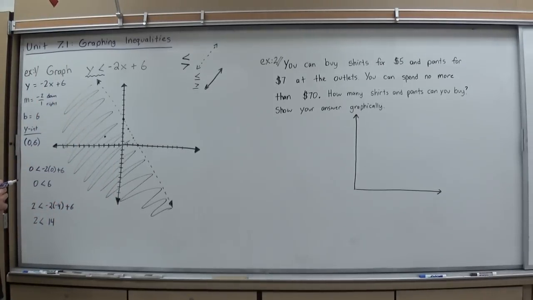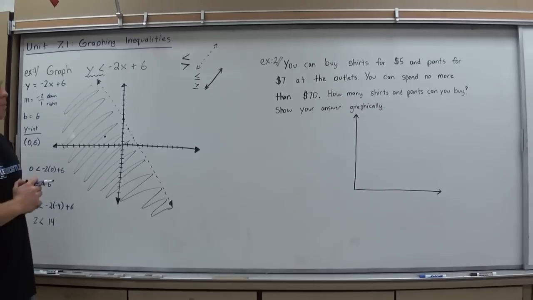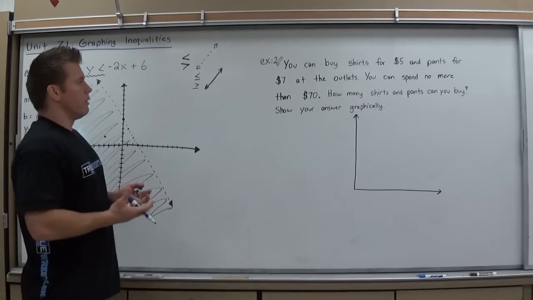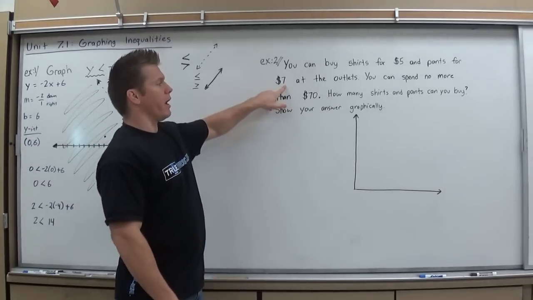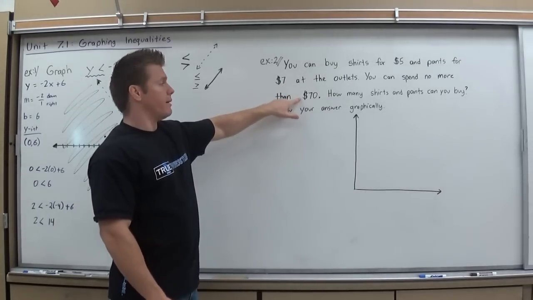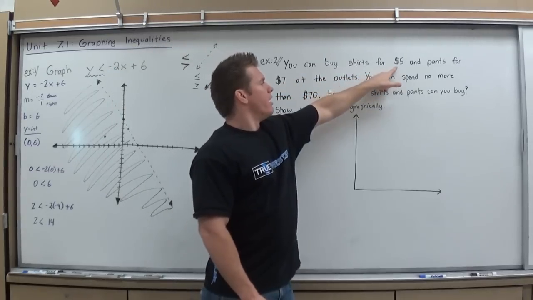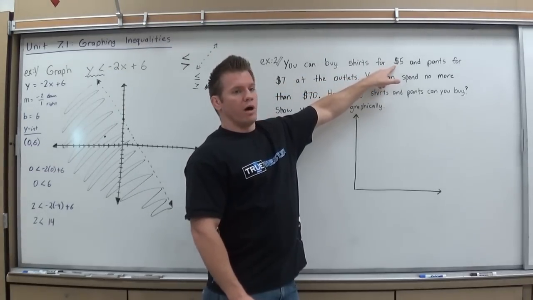I'd have money to take home. How many shirts and pants can you buy? Show your answer graphically. Well, if I asked you that, you'd probably go, well, I could buy 10 pants. That goes in 10 times. I'd spend all my money, if there's no tax, obviously, for this example. And 5 times 12 is 60.